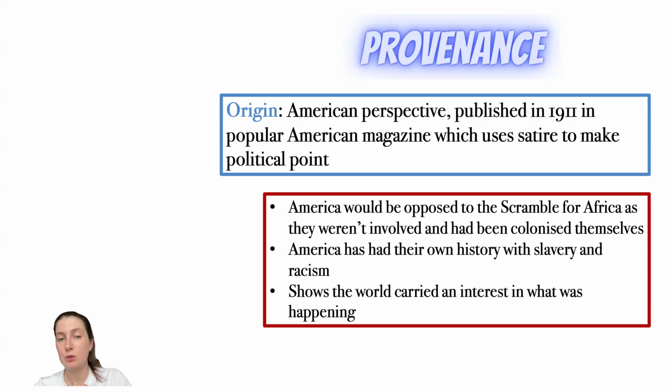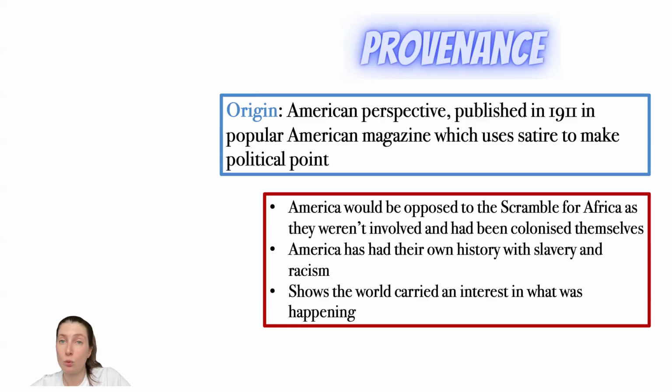But then we have that intricate detail that shows your nuance, your holistic, your whole understanding, that actually America itself has had a history of racism, particularly with people being brought forcibly over from Africa. And obviously in America in 1911, there are still huge problems with racism and divides and segregation in society. So both of those things point us towards why this cartoon is useful.